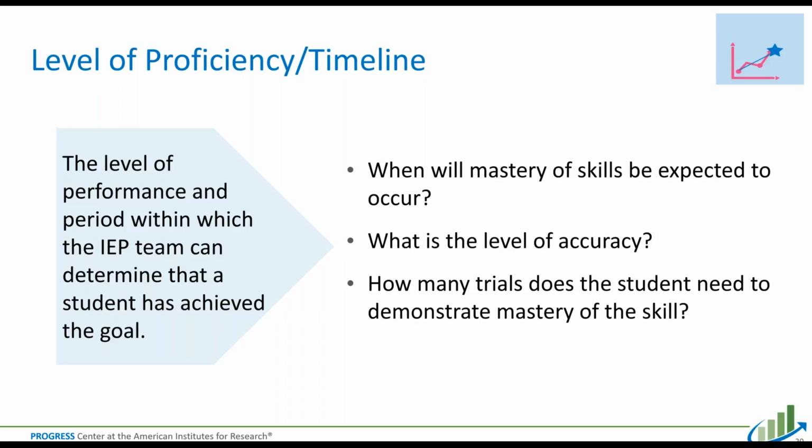And some examples of the level of performance and timeline include with 95% accuracy, or 3 consecutive probes, and during 8 of 10 peer interactions. This should be based on data and not subjective opinion, like by teacher observation or to be determined.